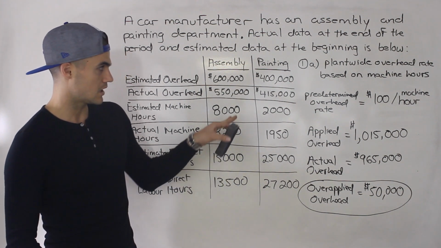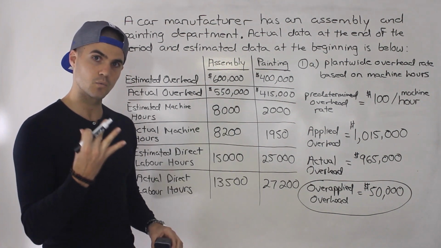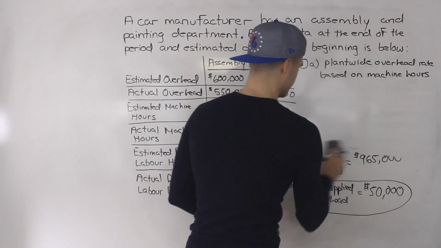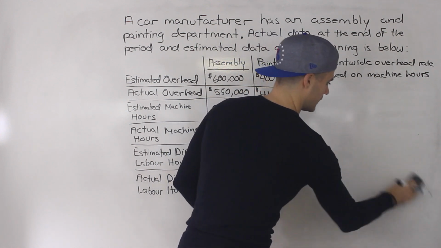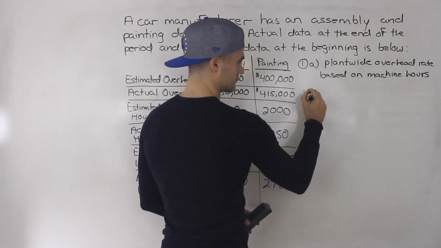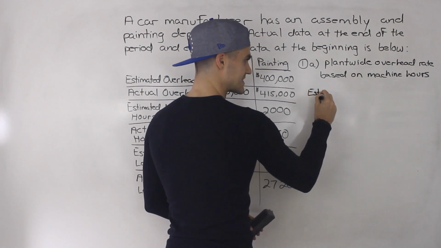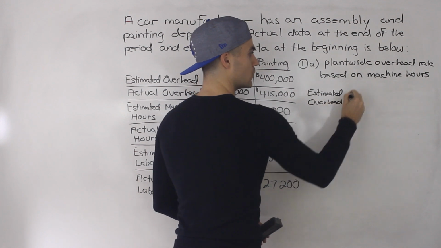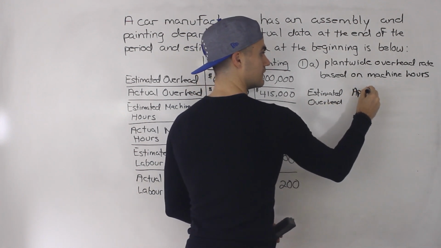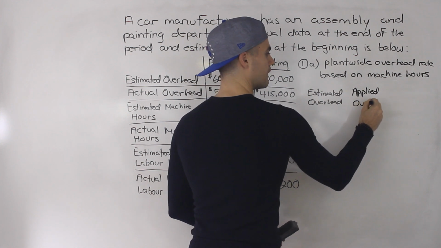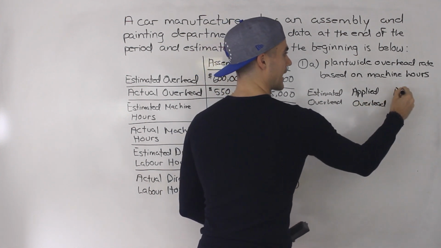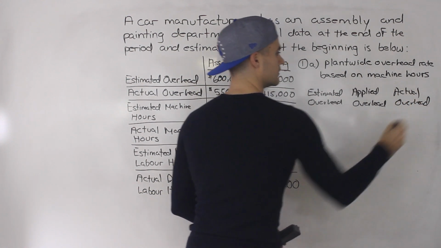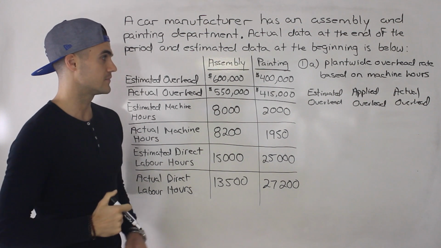Another thing I want to mention about what I just did is notice that we ran into 3 different kinds of overheads. I'm going to erase all this over here. Before we go further, we used estimated overhead. We had applied overhead. And then we had actual overhead. I don't know if you noticed that, but 3 types of overhead that we ran into.